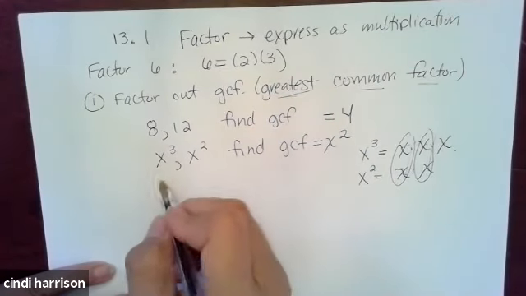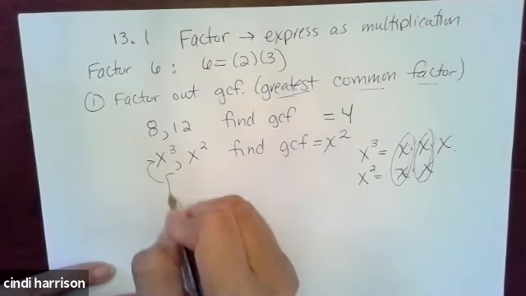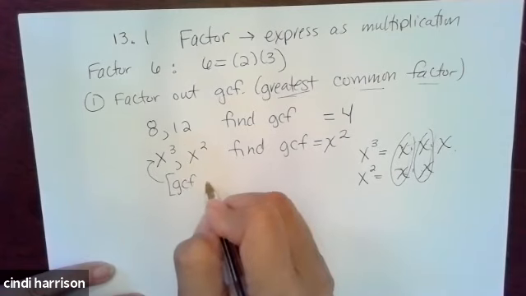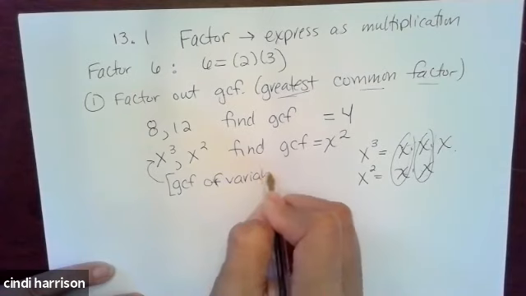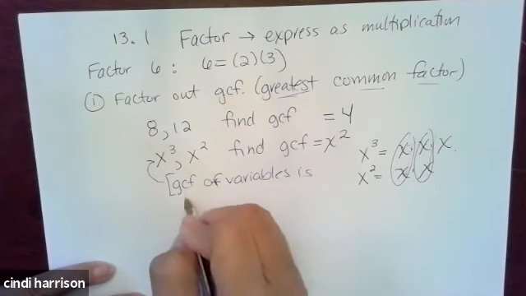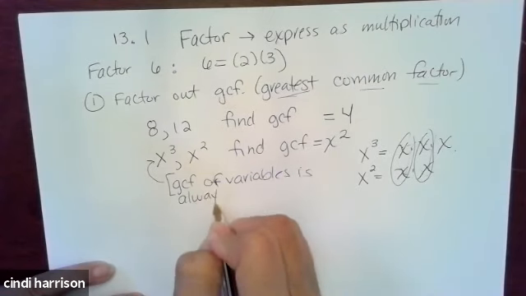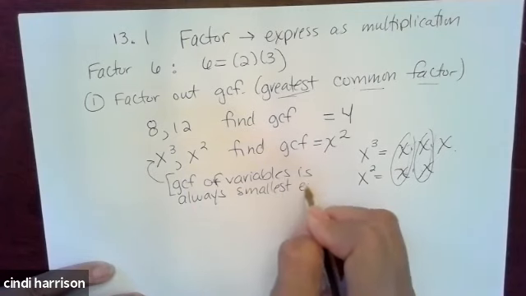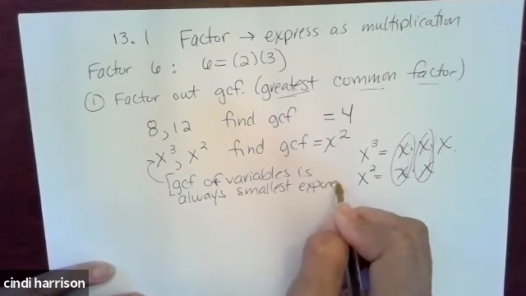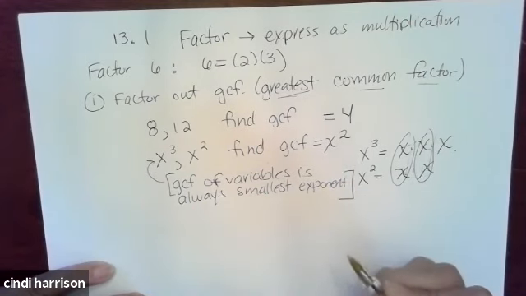So a little shortcut for variables is this. The GCF of variables is always the smallest exponent.